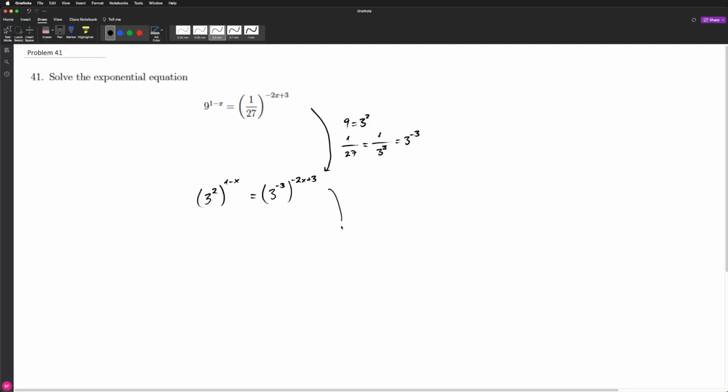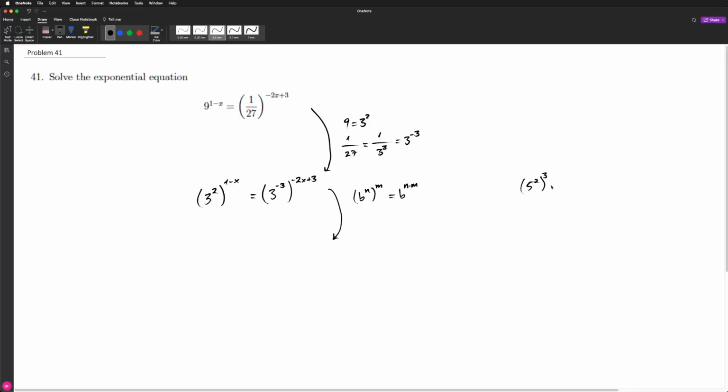And then I use an exponential rule that says if you have a base raised to an exponent, and that total you raise to another exponent, you get the same result as if you multiply the exponents. And if you don't remember that rule, you can always play with small numbers.